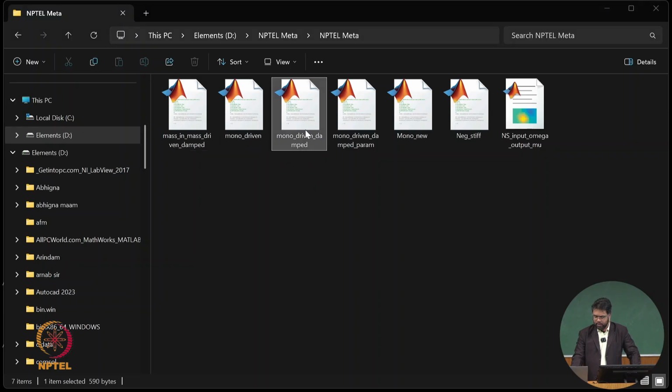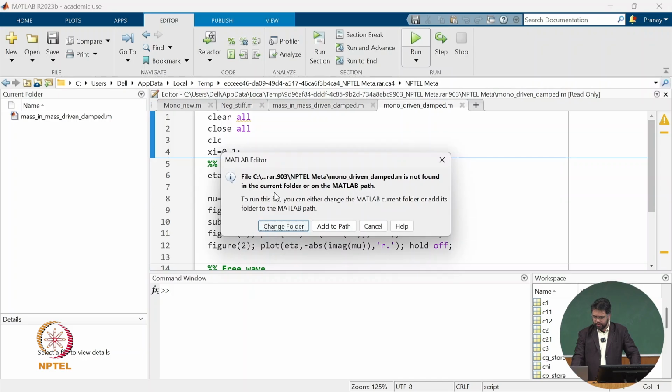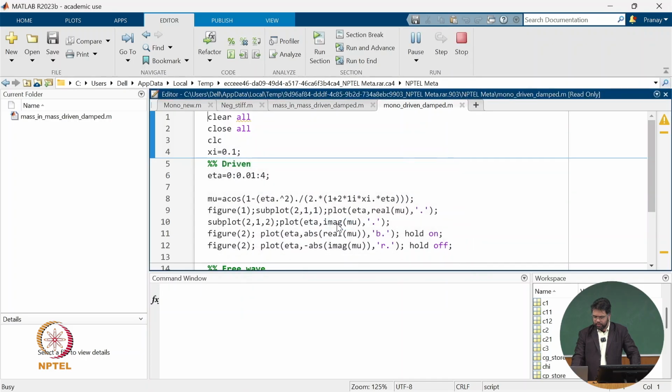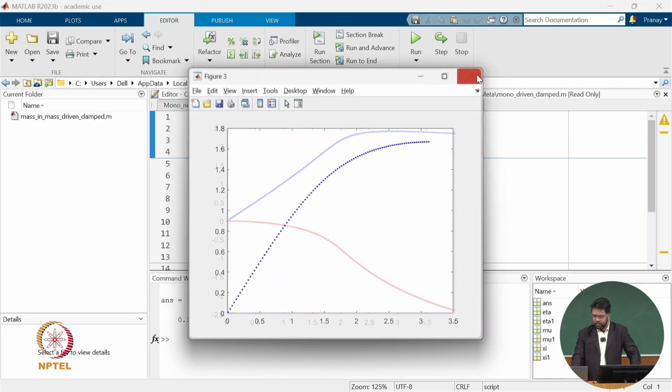Mono driven. Just a minute. No, this is damped. That I will need later.